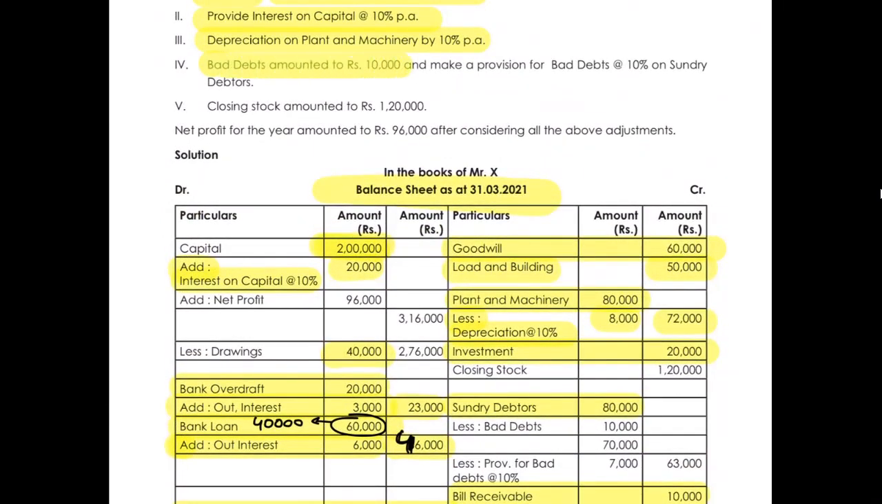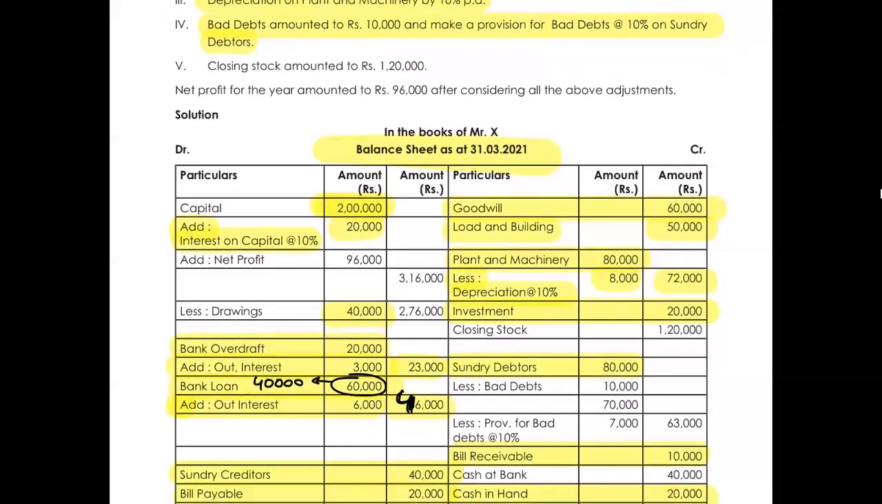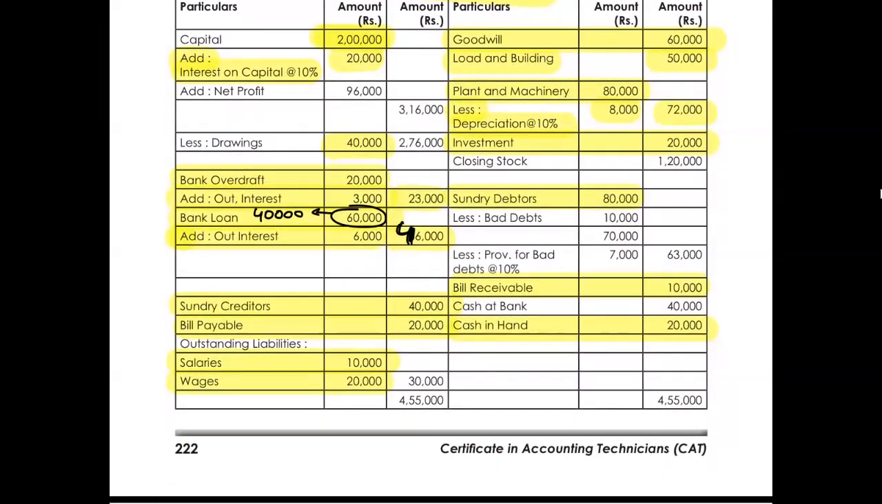Bad debts were 10,000 and make a provision of 10% on the sundry debtors. So how much bad debt was there? 10,000. So if we deduct the bad debts, it is 70,000. And now we need to create a provision of 10% on it. So it would be 70,000 multiplied by 10%, that is 7,000. And we have a total outside of 63,000.